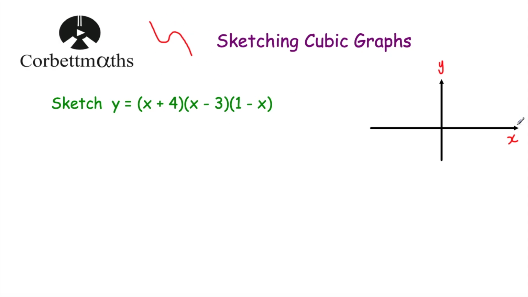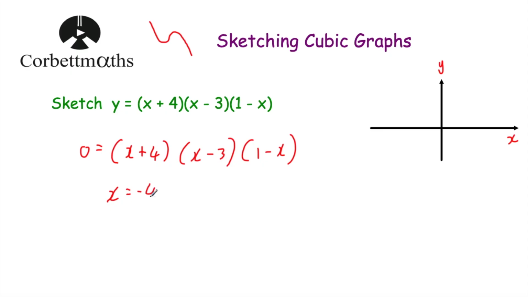Step number 2, let's find where it crosses the x-axis by letting y equal 0. And again, it's factorized. That's fantastic. So 0 equals bracket x plus 4, x minus 3, and 1 minus x. So if we want to find where this crosses the x-axis, we're going to solve this equation. So that means that x equals negative 4. Here, x would be equal to 3. And here, we've got 1 minus x. Well, what would x be to make this bracket 0? Well, x would be 1. So x equals 1.